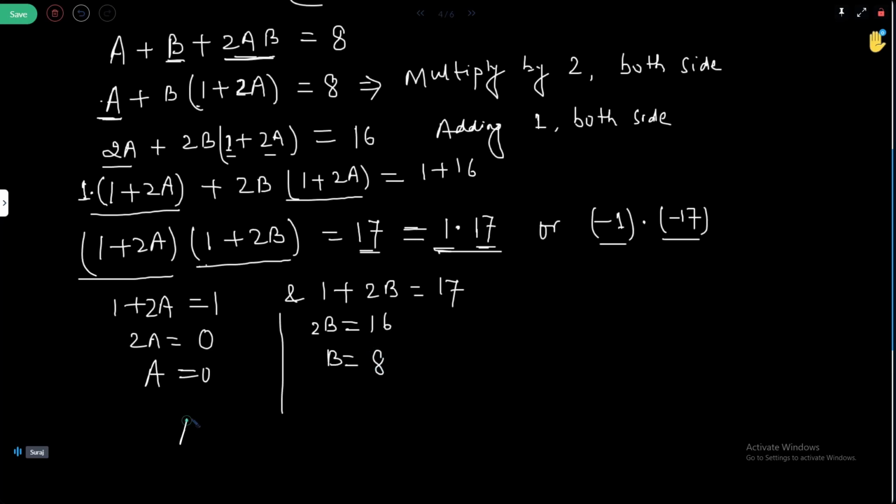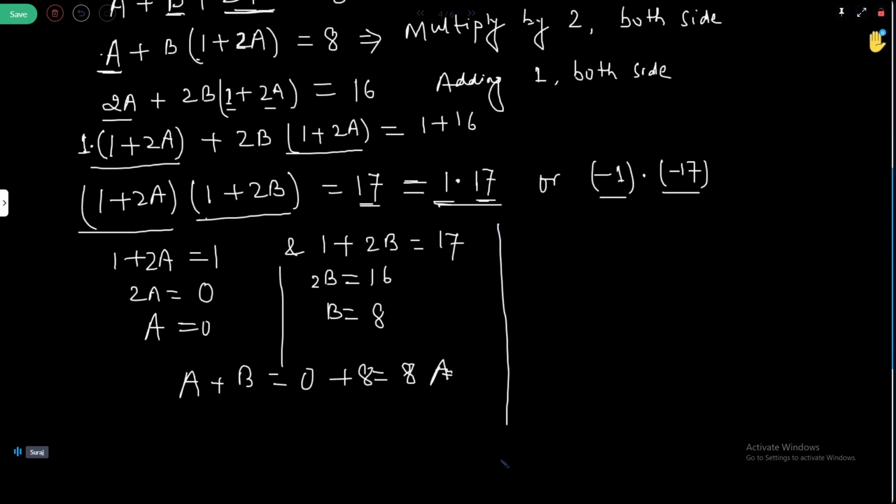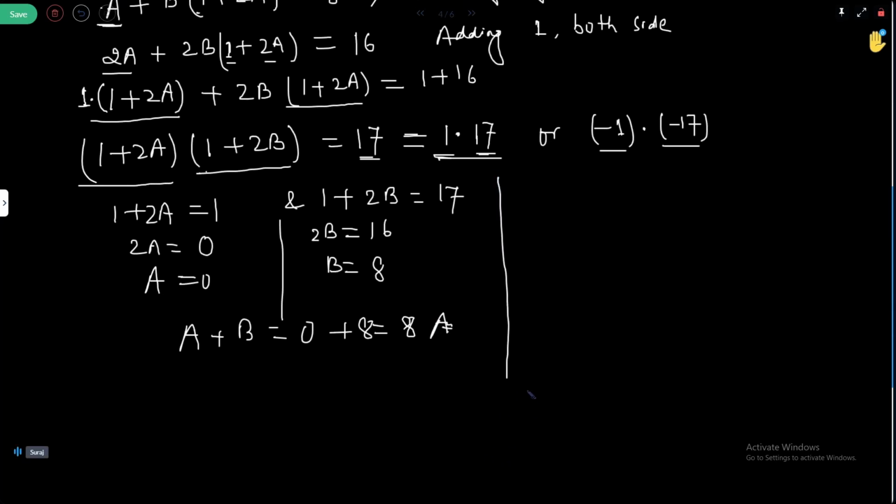And you have to find out the value of a plus b, so this is 0 plus 8, this is equal to 8. One value is 8, your answer. In the second case, when we take the negative values, means 1 plus 2a into 1 plus 2b equal to minus 1 into minus 17.